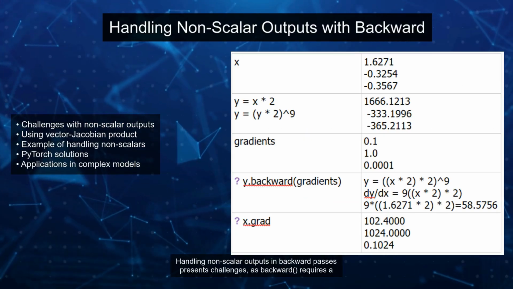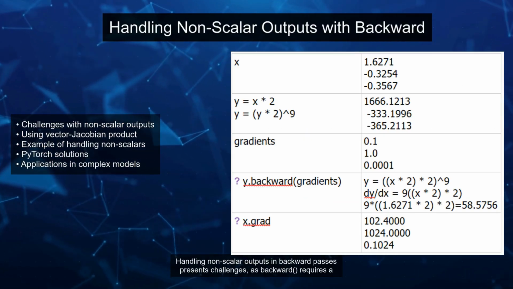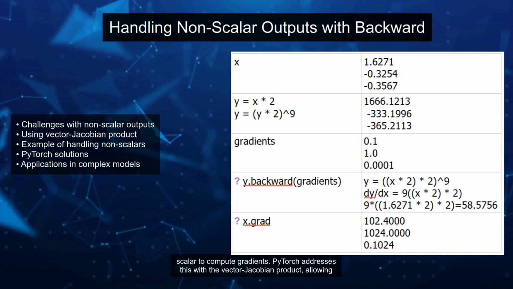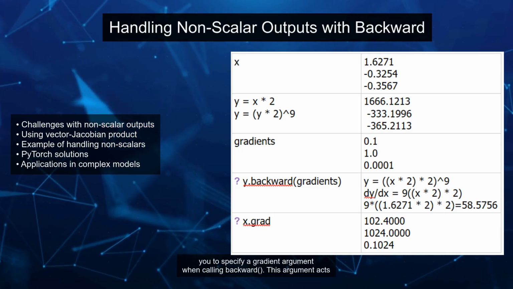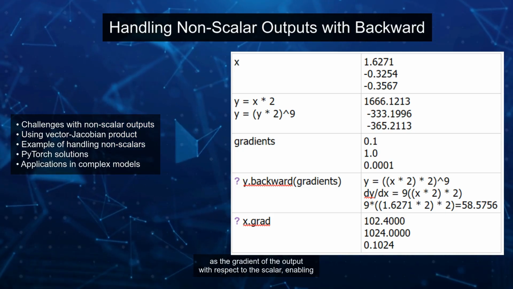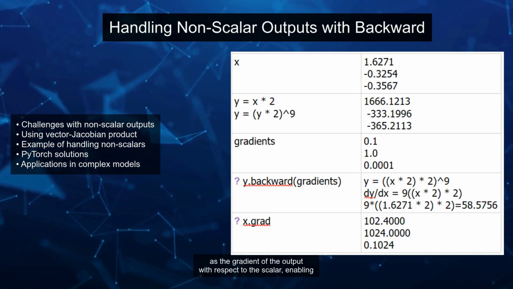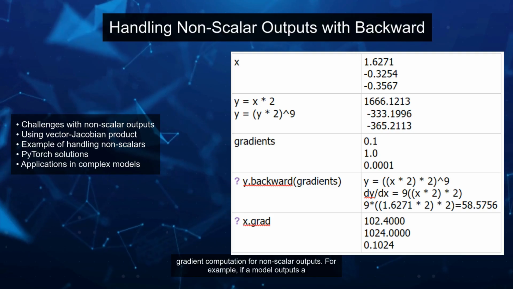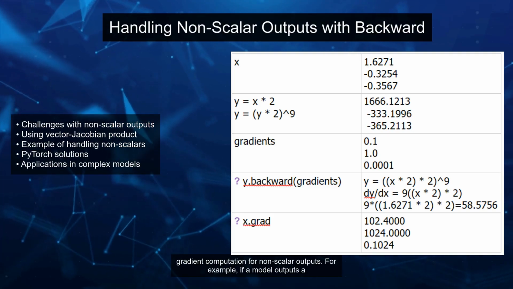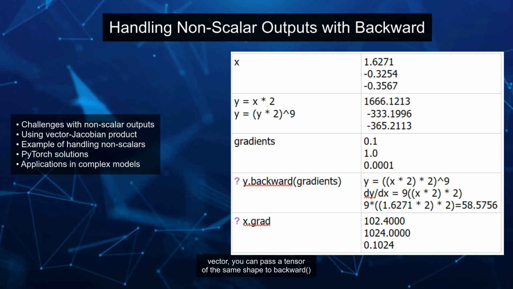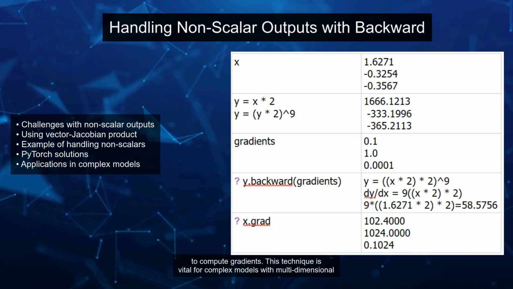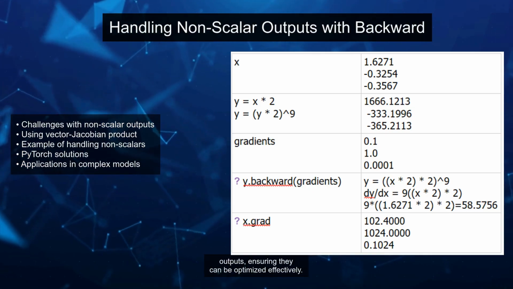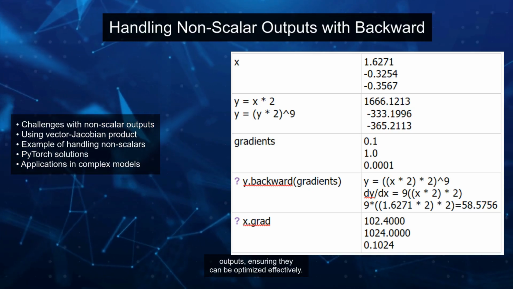Handling non-scalar outputs in backward passes presents challenges, as backward requires a scalar to compute gradients. PyTorch addresses this with the vector Jacobian product, allowing you to specify a gradient argument when calling backward. This argument acts as the gradient of the output with respect to the scalar, enabling gradient computation for non-scalar outputs. For example, if a model outputs a vector, you can pass a tensor of the same shape to backward to compute gradients. This technique is vital for complex models with multidimensional outputs, ensuring they can be optimized effectively.